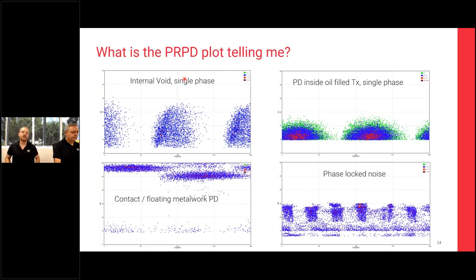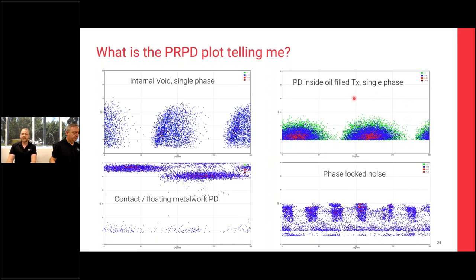So when we're looking at TEV, we can see the phase plot as well. On the top left-hand side here, we have internal void single phase. If you ever run a TEV test and you see this pattern on the screen, you've pretty much found PD, and you need to further investigate that, locate it, and do something about it. Tell someone that you found that, because that is a stereotypical PD pulse.